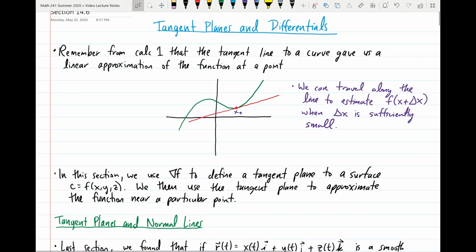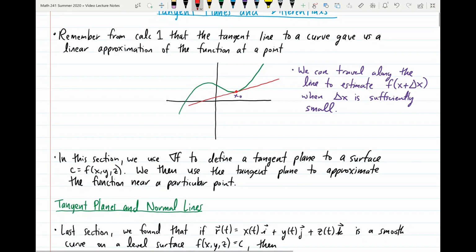So let's get started. Remember from Calculus 1 that the tangent line to a curve in the plane gave us a linear approximation of the function at a point. So I have a function in green which I've drawn in the plane here, and then we can pick some arbitrary point x naught and the corresponding point on the curve, and we can also draw a line tangent to the curve through that point, and we can use that tangent line to approximate the value of the function at x values that are close to the point x naught.